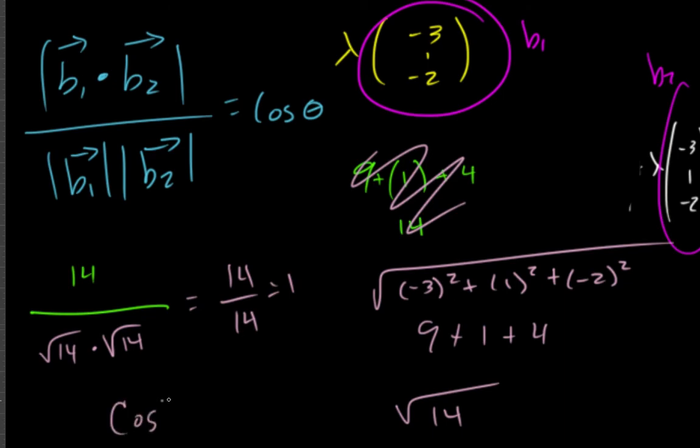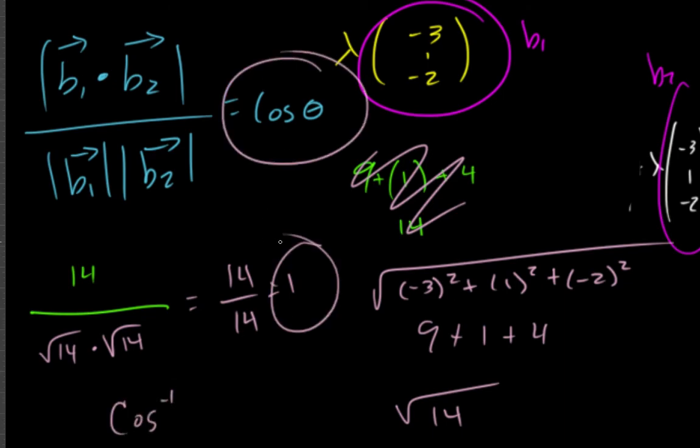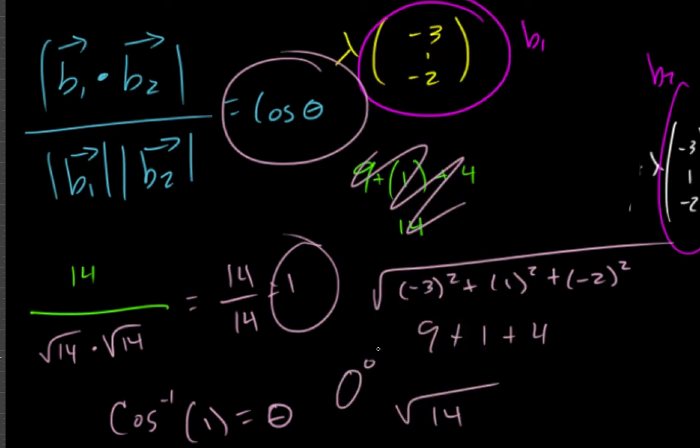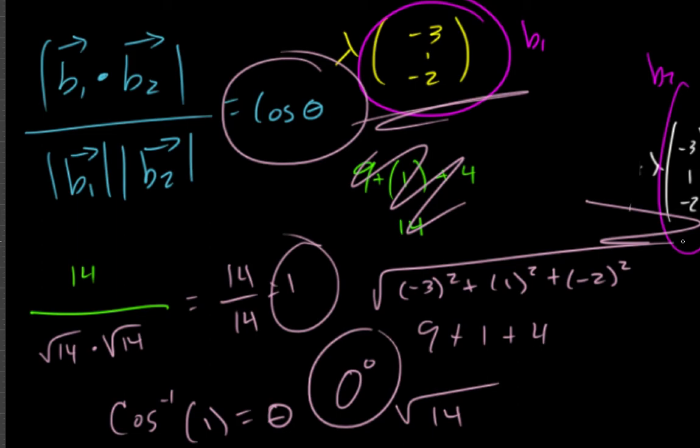So now if we just take the inverse cosine of both sides, we get inverse cosine of 1, which is equal to theta. And if we use a calculator, we can see that the inverse cosine of 1 is 0 degrees. So that's another way to prove that two lines are parallel, is to use this formula and see that we get 0 degrees between them.